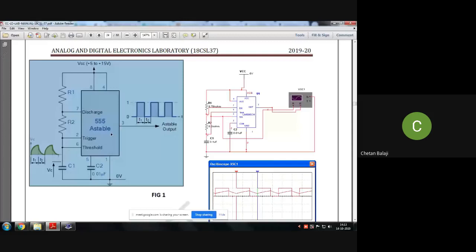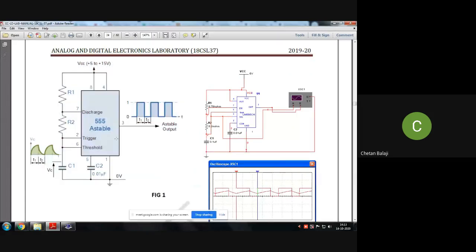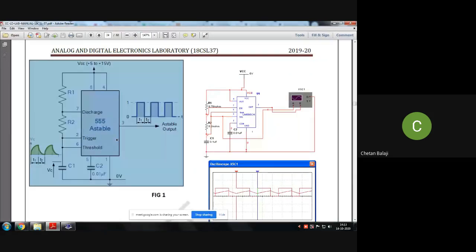Okay, both ICs are 8 pin. Look here, there are no more than 8 pins in this. Pin number 1, 2, 3, 4, 5, 6, 7, 8. You can see all 8 pins. Probably the majority of the analog ICs are 8 pin ICs. The op-amp is also an 8 pin IC. The 555 timer is also an 8 pin IC.